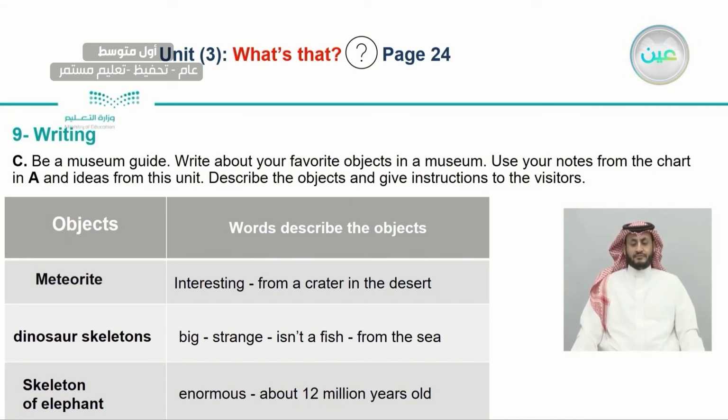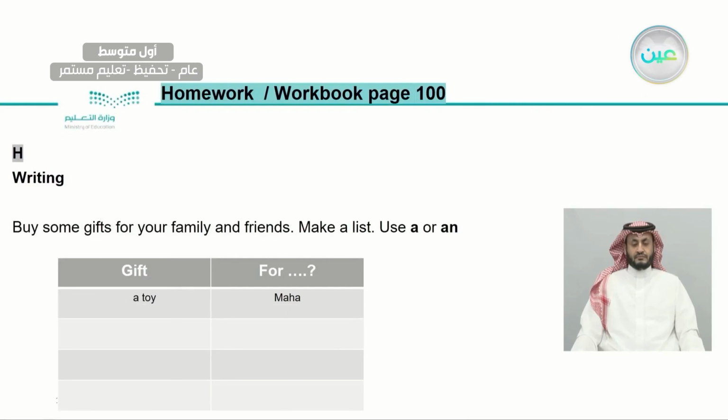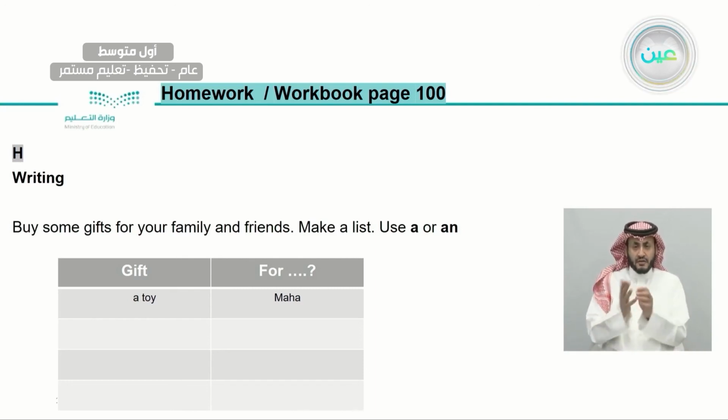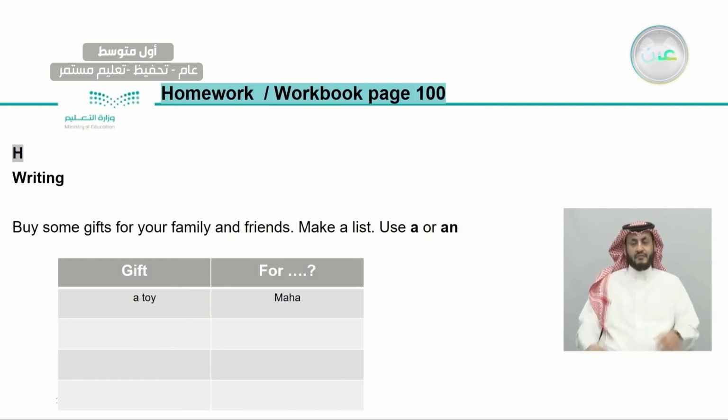Okay, good job. Take a moment, make sure you finish all the description sentences. Let's go to your homework. Open your workbook, page 100, letter H. Buy some gifts for your family and friends. Make a list, use a or an. You're going to list the items right here, all the gifts that you're planning to give to someone, and then you use a or an before the item. Here is an example, a toy, because it's singular and starts with a consonant sound. Okay, consonant letter. For, and you're going to write the name of the person, your brother, sister, your mom and dad.